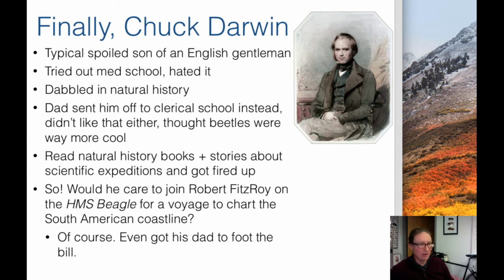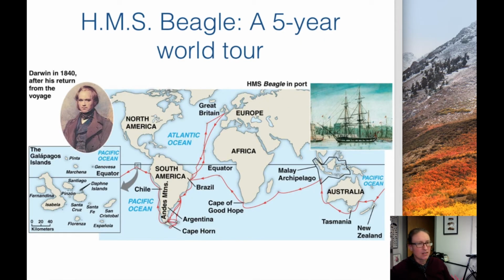So, after med school and clerical school didn't work out, there's another possibility for someone of his sort. He could be an intellectual companion on a long-distance voyage for the captain of the HMS Beagle, Captain Robert Fitzroy. So, when that opportunity came up, would he like to join in on this expedition? Well, Charles Darwin said, yes, take me away immediately. And he even managed to get his dad to foot the bill to go on this voyage. Pretty amazing. This was not a short-term trip. Sailing around the world takes quite a long time.